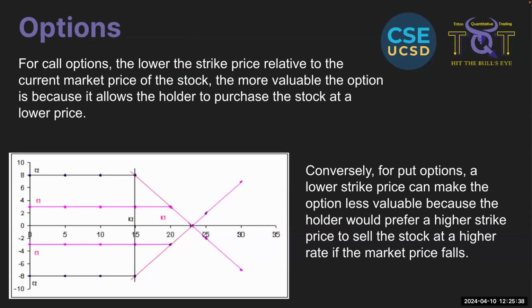So for call options, the lower your strike price, which was K, relative to the current market price of the stock, the more valuable the option is, because you get to purchase the stock at a lower price and sell it at a higher price. Conversely, for a put option, a higher stock price, or a lower strike price, can make the option less valuable. So you would actually prefer a higher strike price.